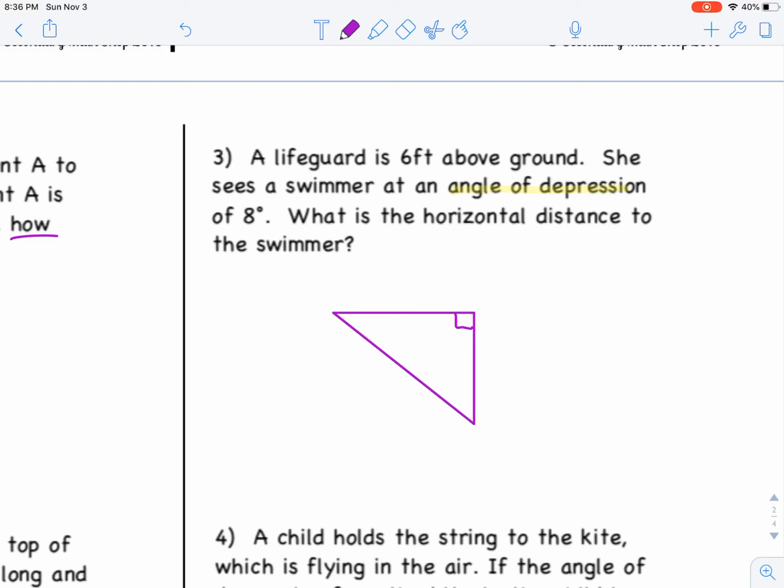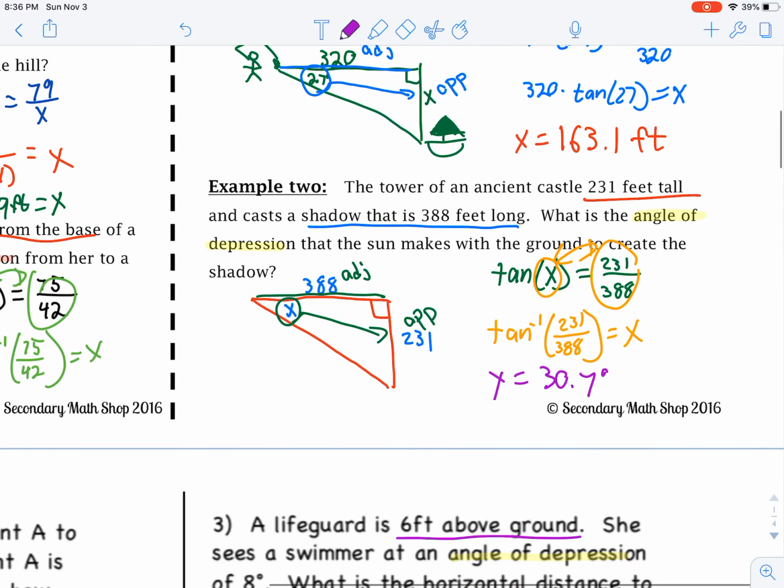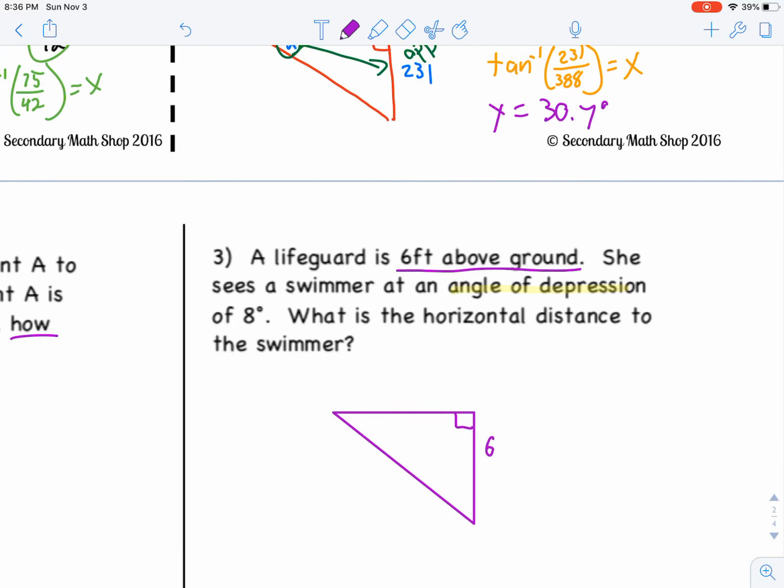There we go. Okay, so how far off the ground is the lifeguard? 6 feet above ground. Okay, so when we say above ground, we're talking about our vertical distance. So that is 6 on the side here. Okay, she says that the angle of depression is 8 degrees. So we always draw our angle in the top left. So that's where we're going to write that 8 degrees.